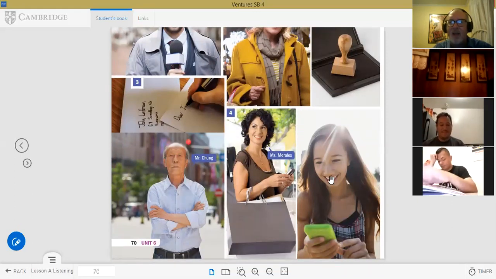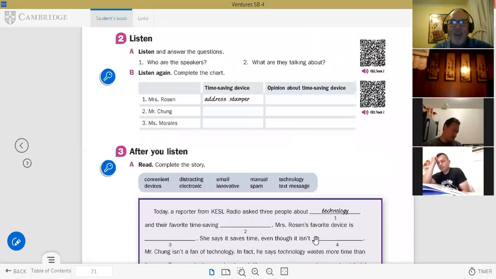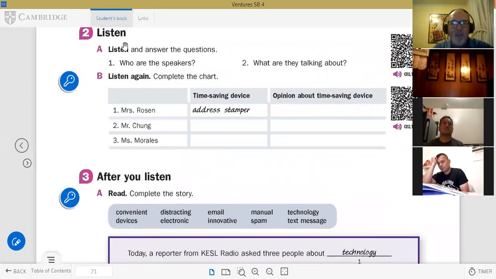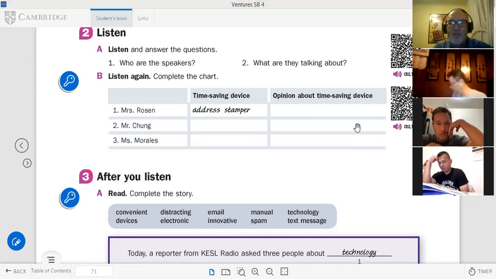Okay, so let's listen to the interviews, and then we're gonna try to fill out some information. We're going to write about what device they talk about, and what is their opinion about it. All right, so I'm going to turn off the microphones for a second so we can listen, and then we'll see if we can answer the questions afterward. There we go. Okay, let's listen to this interview.